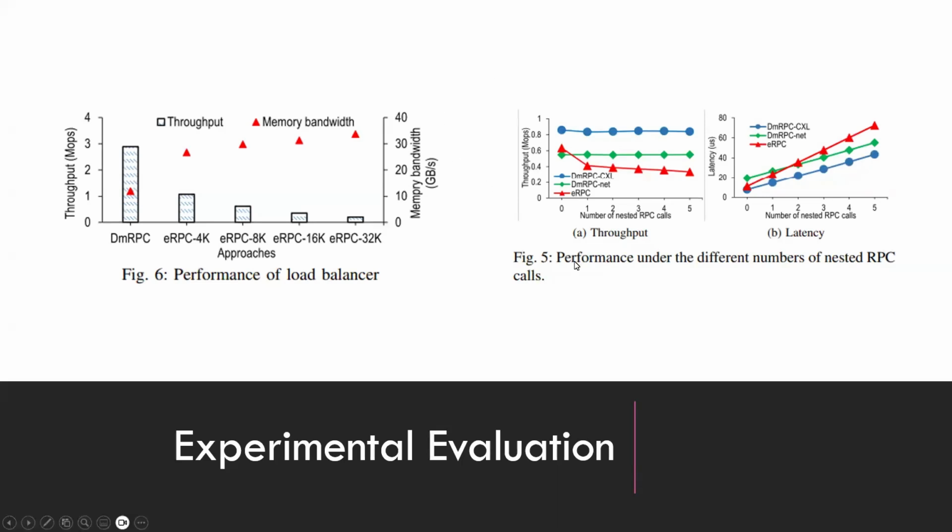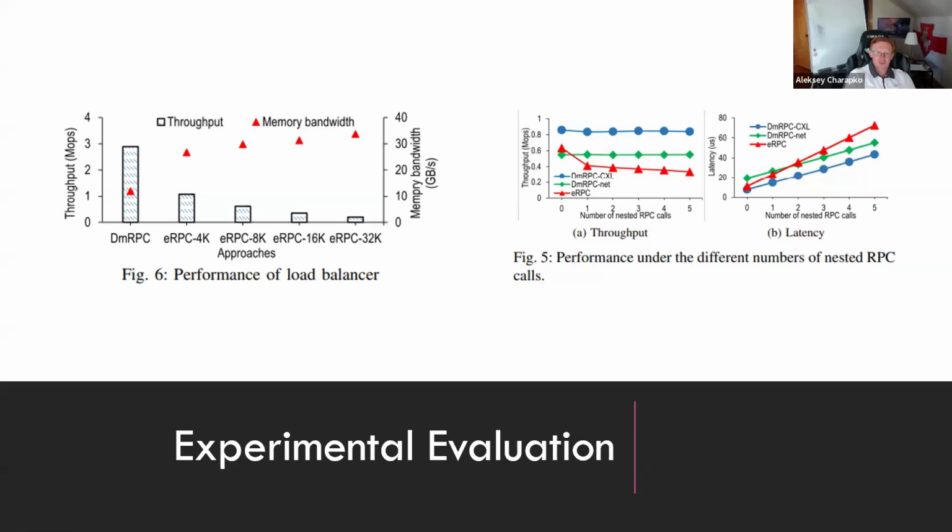On the right side, you can see performance on the different number of nested RPCs. So they tried to call several RPC calls nested in each other. Each RPC call had 4 kilobytes of data in it. And you can see how the throughput decreases on a normal eRPC when the nested calls increase. But do they mention the size of the data that they need to pass in those RPCs? Yeah, 4 kilobytes in one RPC call. So it's conveniently one page. Okay. Yes.